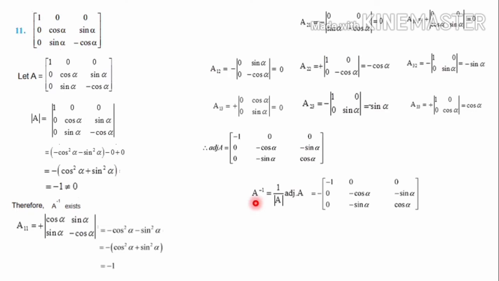Then we can move on to A inverse. A inverse is equal to 1 divided by determinant A into adj. We have calculated the determinant A value, that is -1. So 1 divided by -1 is -1. That minus we can keep outside, into adj. Adj we have calculated, that is 1, 0, 0, 0, minus cos alpha, minus sin alpha, 0, minus sin alpha, cos alpha. That is written here. We can go for multiplying this minus sign inside. When you multiply the minus inside, the final answer becomes 1, 0, 0, 0, cos alpha, sin alpha, then 0, sin alpha, minus cos alpha.